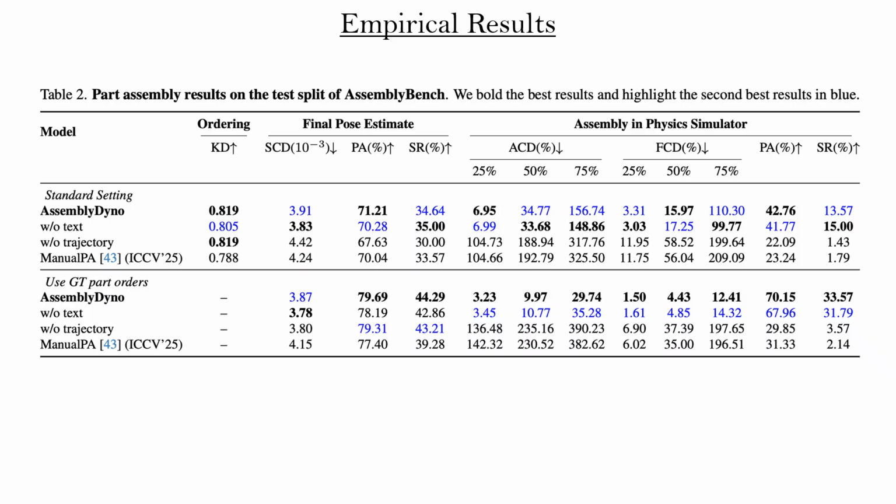On this slide, we compare state-of-the-art methods on the AssemblyBench dataset on a variety of settings, including comparisons on predicting the part order, final assembled poses of parts, and the assembly trajectories. Our evaluation also uses a physics engine, as shown on the right.